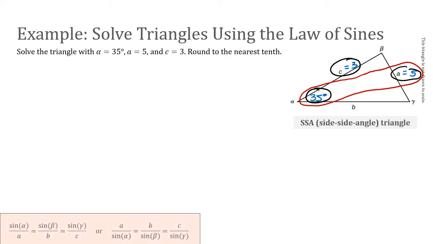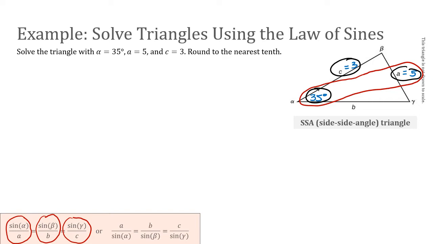And recall that the law of sines simply says that the sine of an angle divided by the side across from it, that's this piece right here, is equal to the sine of all of the other angles divided by the sides across from them. Or, of course, I can reverse numerator and denominator.